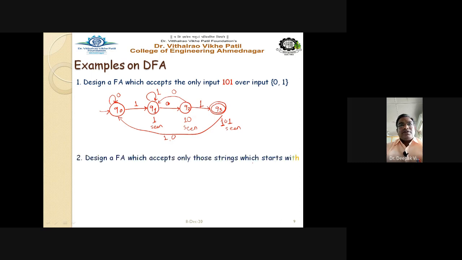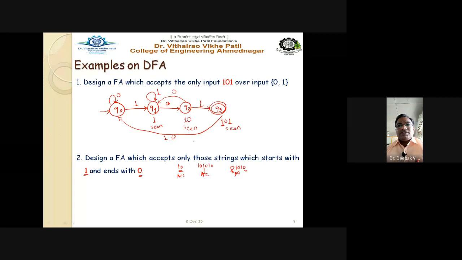So next example: design a finite automata which accepts only those strings which start with 1 and end with 0. Which strings, say for example 1, 0? This is one string that starts with 1 and ends with 0. I have to design such an automata, so if I enter this string, it will accept. If the string is 1, 0, 1, 0, 1, 0, yes, it is accepted. But if the string is like 0, 1, 0, 1, 0, it will not be accepted, because it does not start with 1. Though it ends with 0, it does not start with 1.